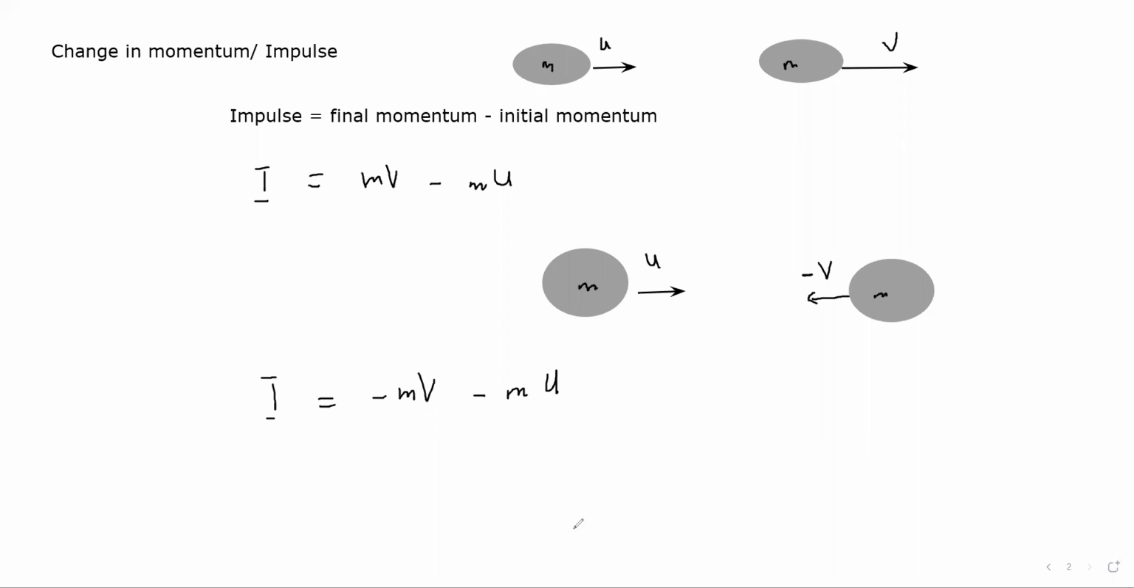The unit of impulse is the same as the unit of momentum. You can take kilogram meter per second. There's also another unit for impulse, that's Newton second. Normally we use Newton second, but it can be kilogram meter per second as well.